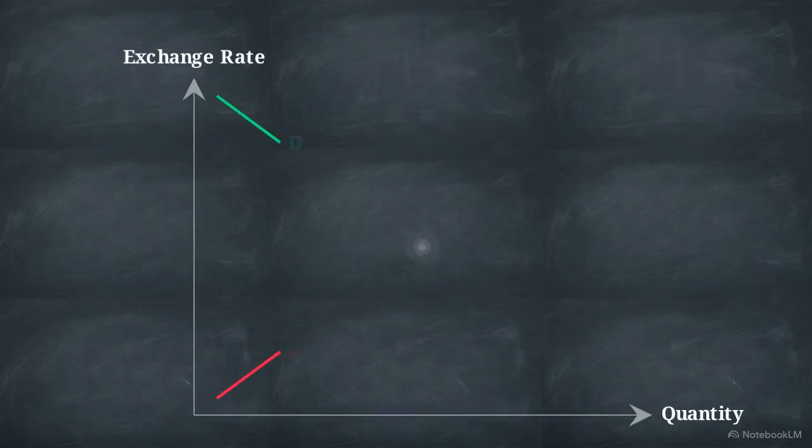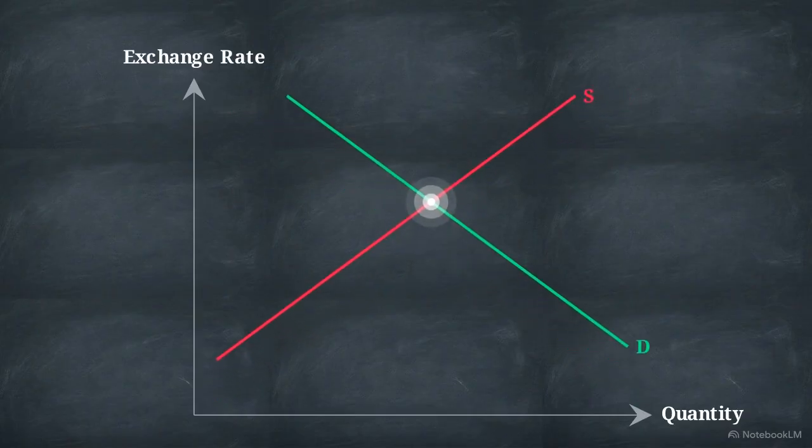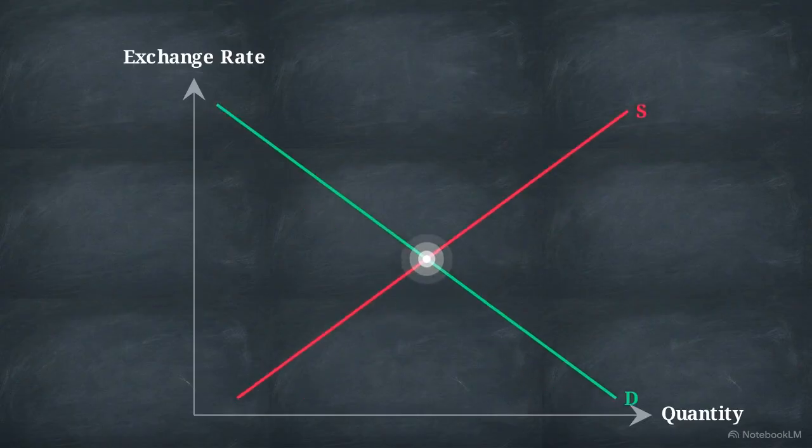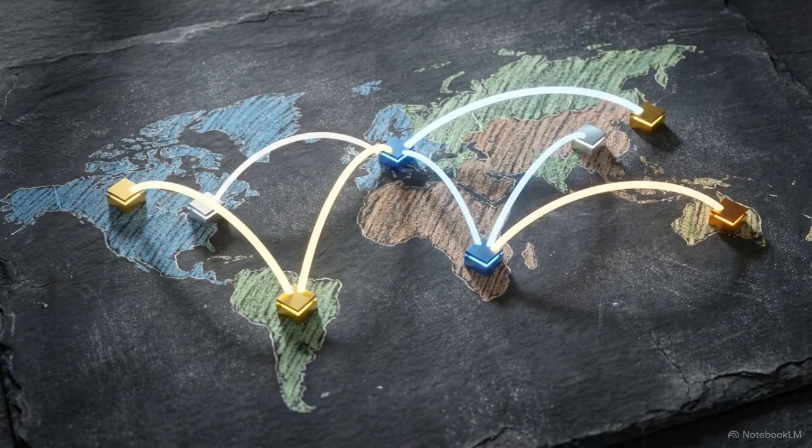In what economists call a clean float, this equilibrium price is completely free to slide up or down the graph as global conditions shift. Without government interference, the exchange rate acts as a pure, unfiltered reflection of a country's real-time international trade and investment flows.